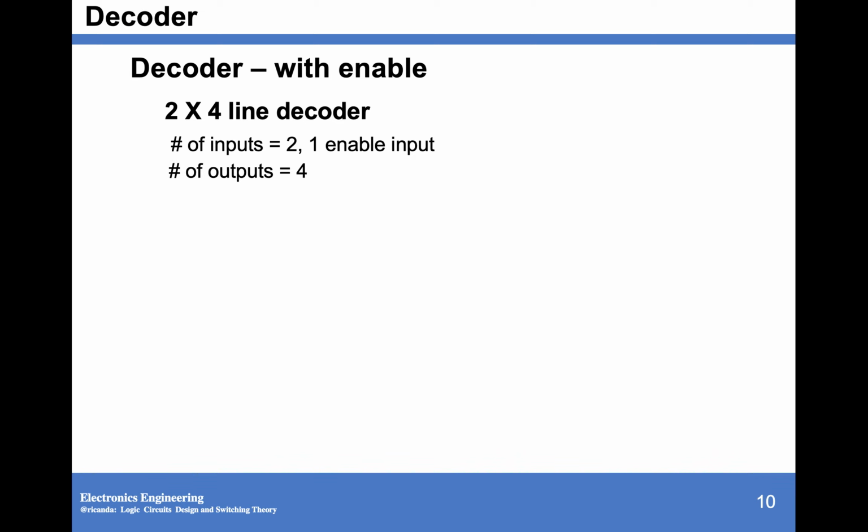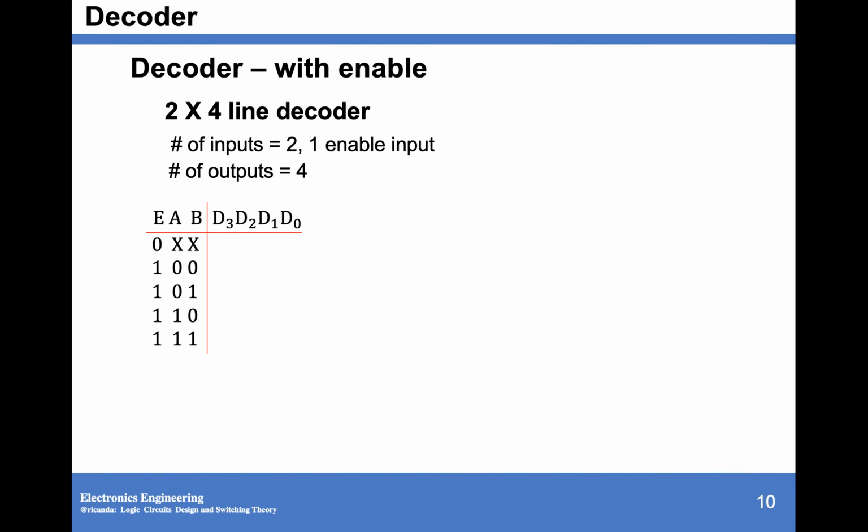We have also a decoder with enable. So we have a 2 by 4 line decoder. The number of inputs is 2, but we have another input which is the enable. Then the output is 4. So this is our truth table. We have A and B as our inputs, but we have an enable input. We call this one E. You have your output.